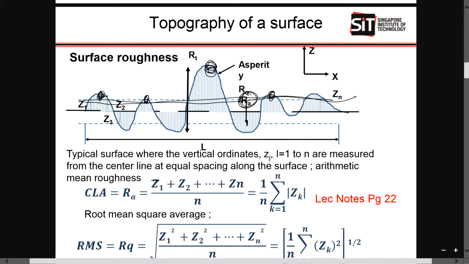So Z1 is the vertical coordinates. So this is the Z1, and then Z2, Z3. So I think Z1 is this one, and then Z2, wow, good question. I forget where it is already. You give me a while.